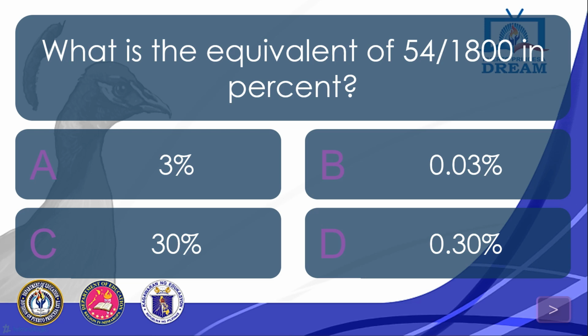What is the equivalent of 54 over 1,800 in percent? A. 3%, B. 0.03%, C. 30%, D. 0.30%. The correct answer is A, 3%.